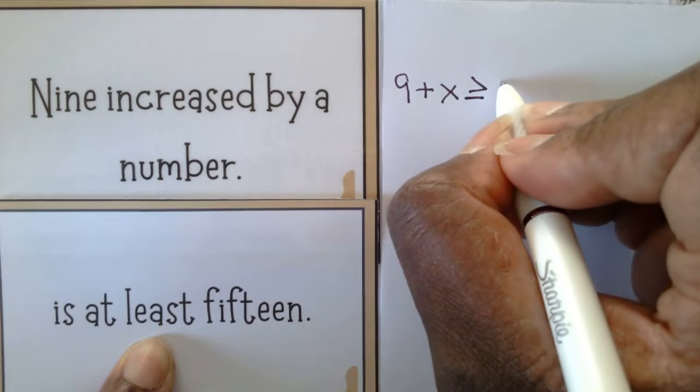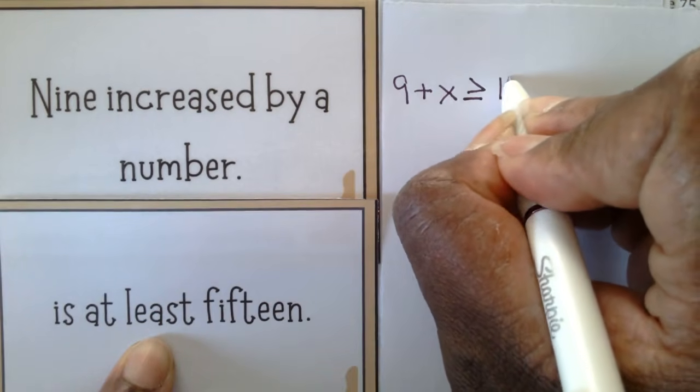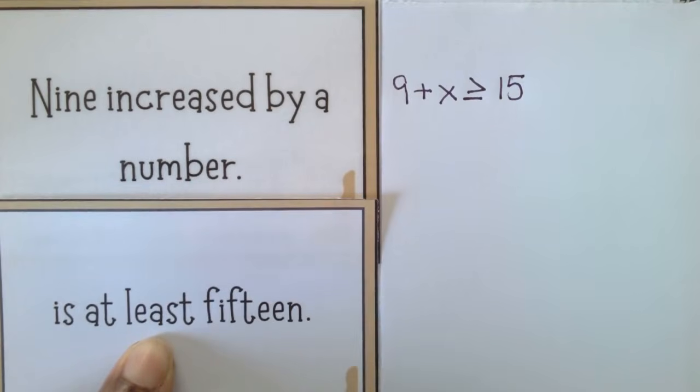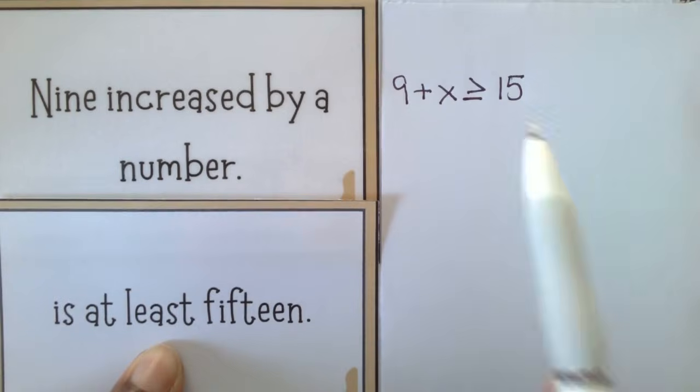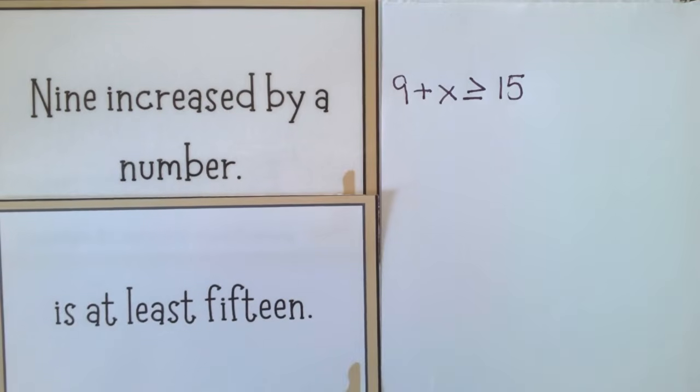And what is it greater than or equal to? 15. So that means it could be equal to, but it has to be greater than or equal to. So from here, we're going to do some solving. What should I do next in order for me to get x by itself? How do I know what x is? What should I do next?